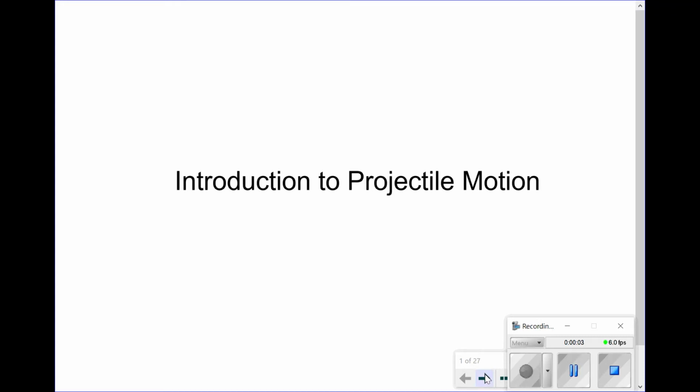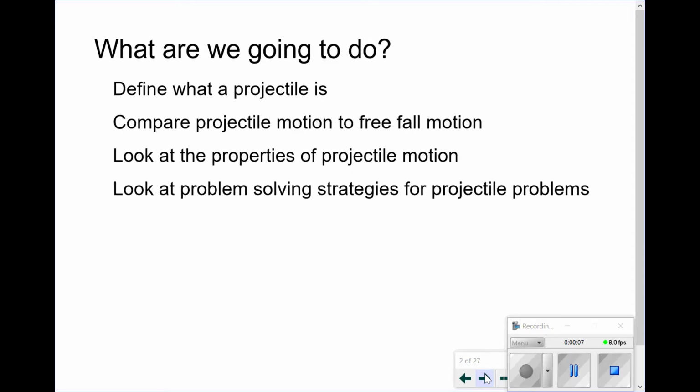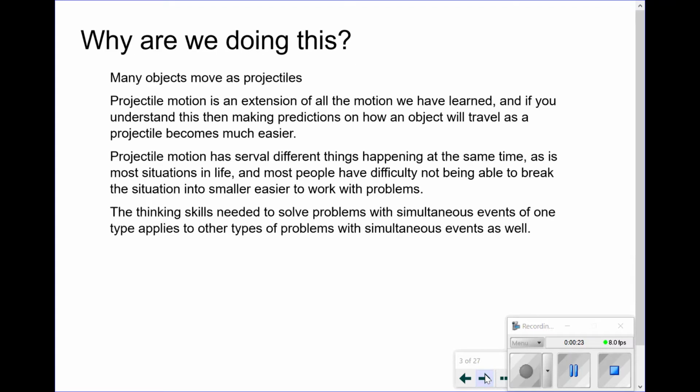In this video, we're going to look at the concept of projectile motion. What are we going to do? We're going to define what a projectile is. We're going to compare projectile motion to freefall motion. We're also going to look at the properties of projectile motion. And we're going to look at problem-solving strategies that can be used to solve projectile problems.